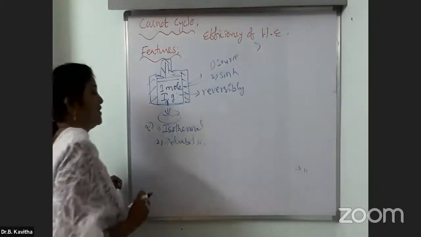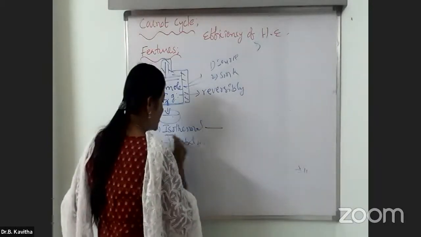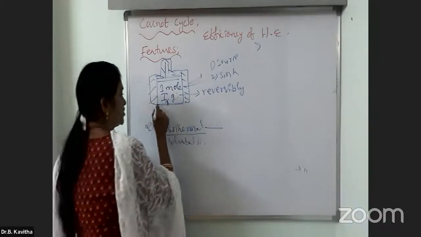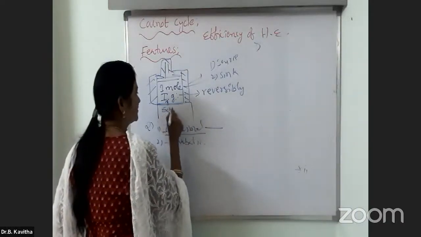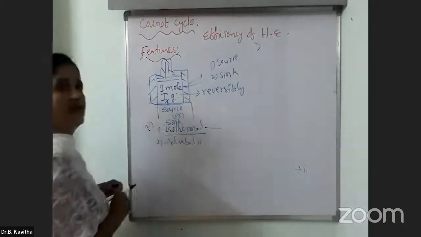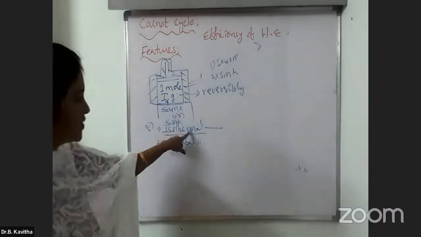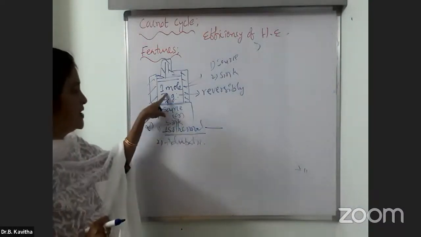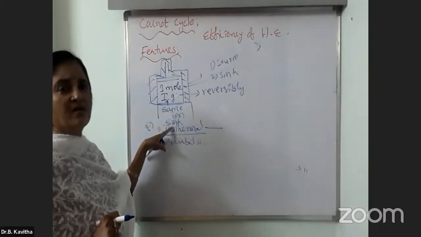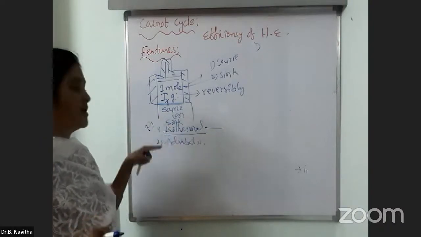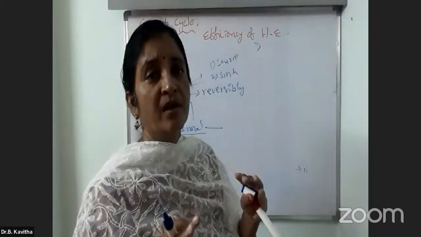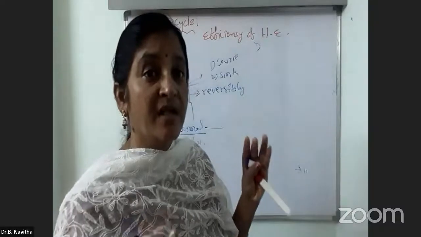For the isothermal operation, for this process to occur, what we have to do is place this cylinder in the source or in the sink. In order for this isothermal operation to occur, this heat engine must be placed in the source or sink. When placed in the source it expands, and when placed in the sink it compresses. Because this source or sink always acts like a thermostat. Our source or sink always maintains a constant temperature.